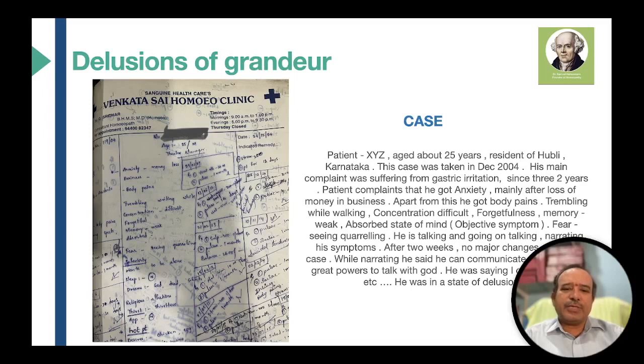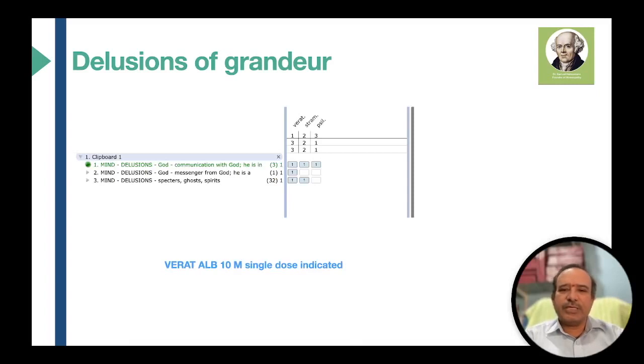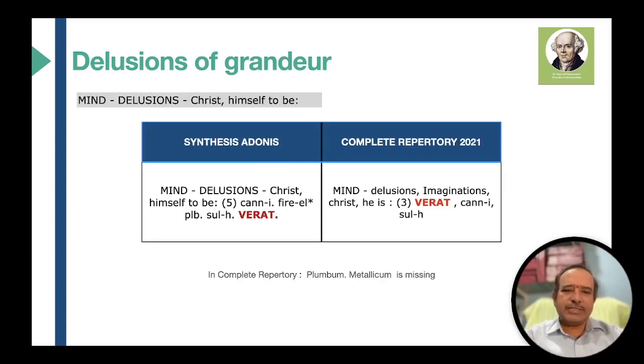But based upon complete analysis and complete case taking, and as we all know that every case is an individual case, we need to select the remedy based upon individualization. In this case, after selection of Veratrum album 10 single dose, I got a very good result and the patient benefited much. Let us read one more rubric: mind, delusions, himself to be Christ.